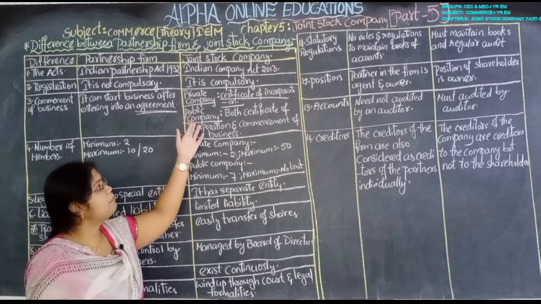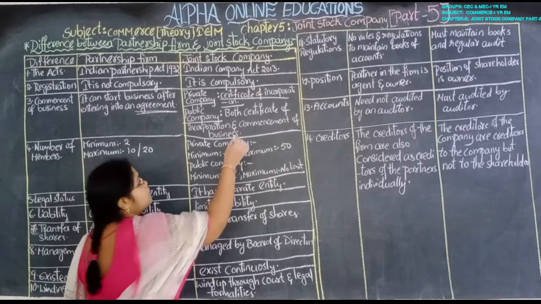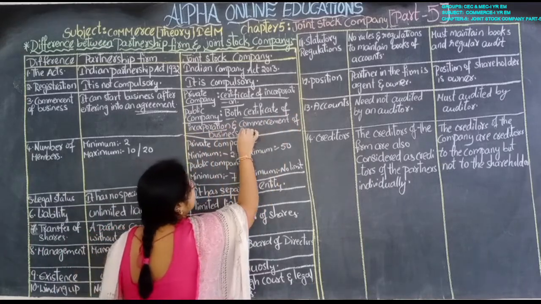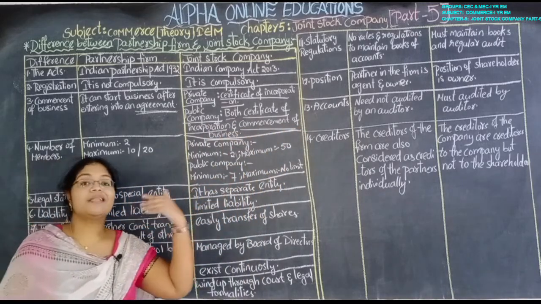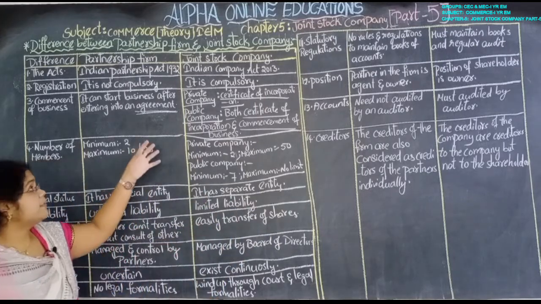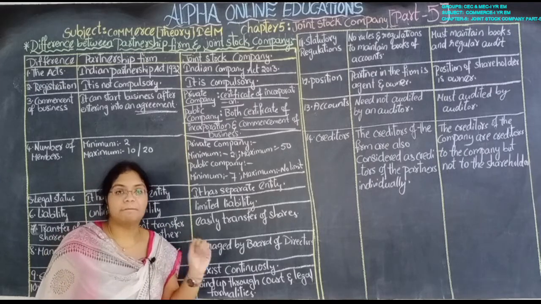Whereas the public company has to get two certificates. What are those? Both certificates: the certificate of incorporation and the certificate of commencement of business. Commencement of business means starting the business. That type of certificate is also needed for the public company.